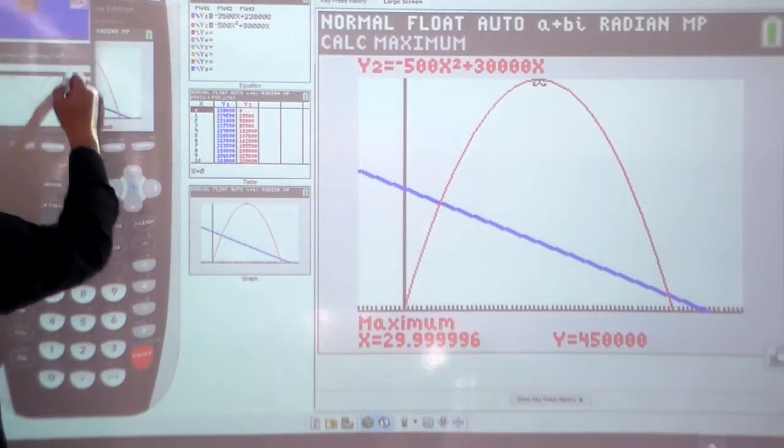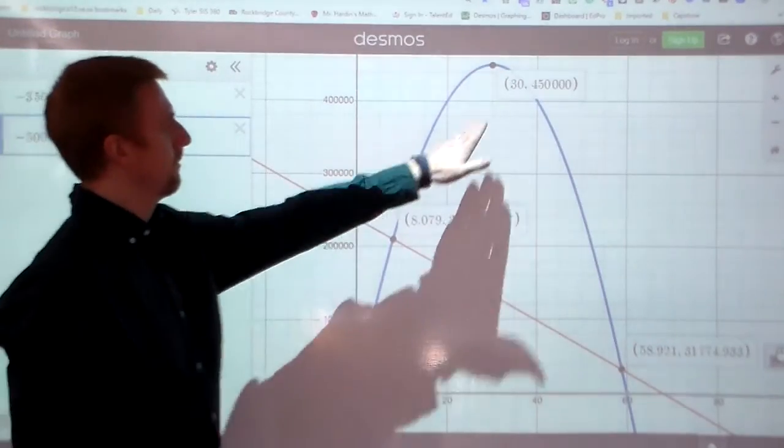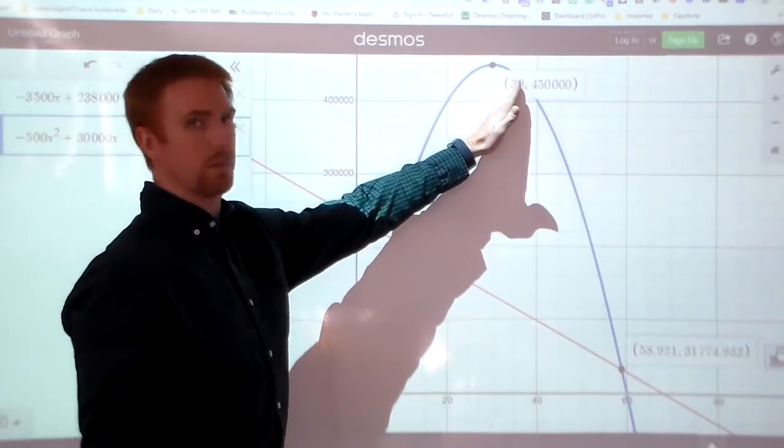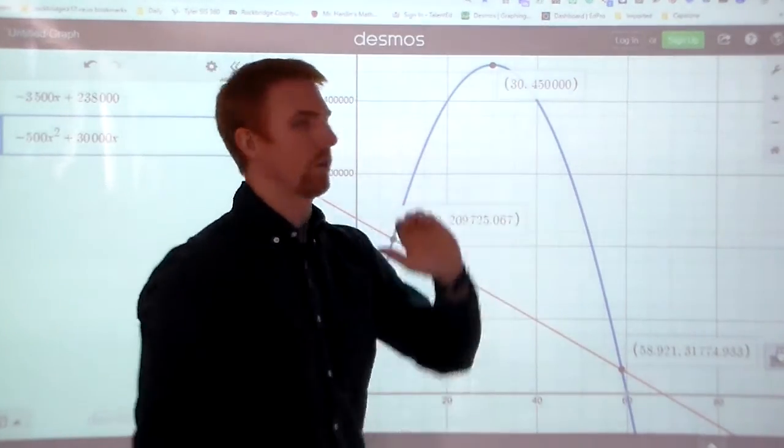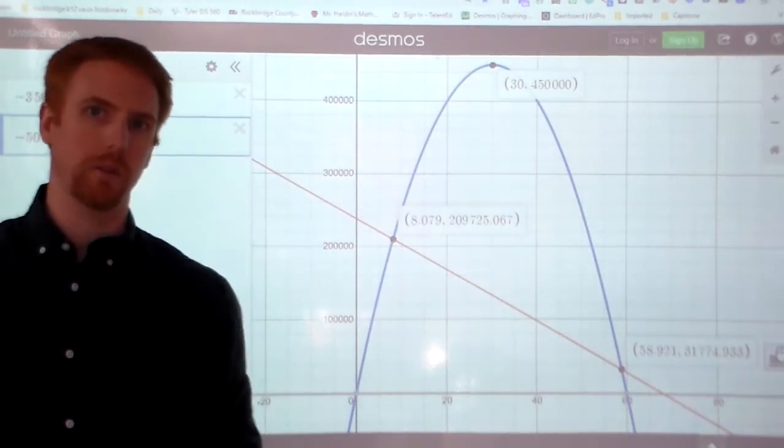Again, back to Desmos. $30 for your price of one paint. And we're going to make $450,000 in income or revenue.